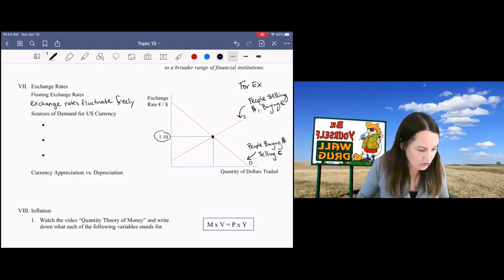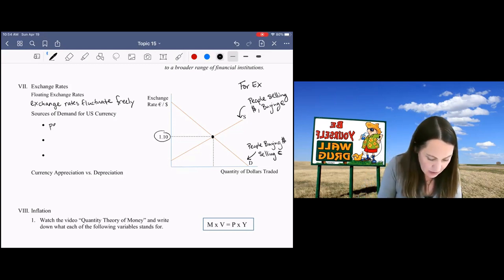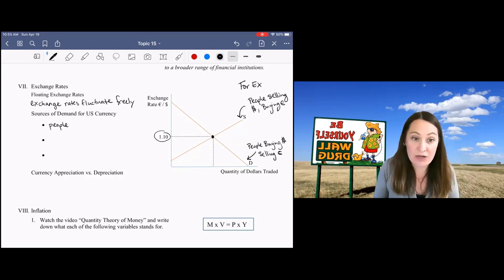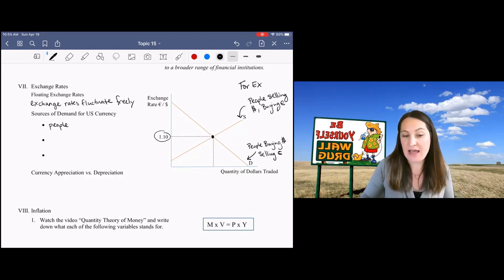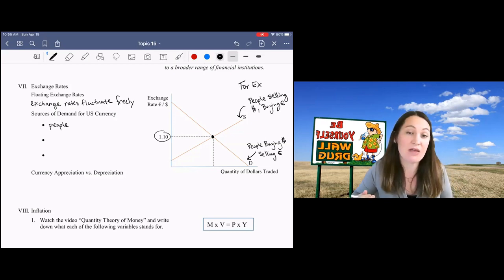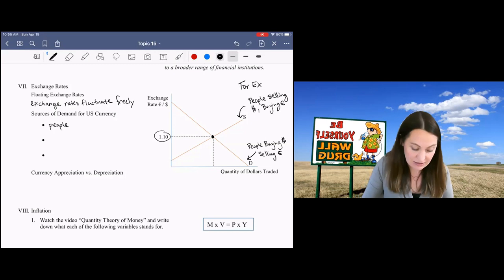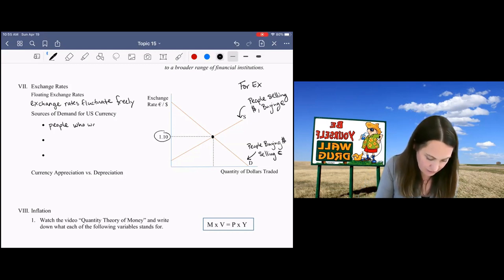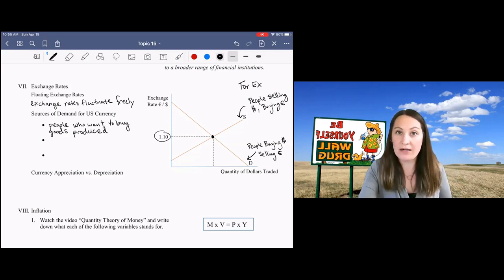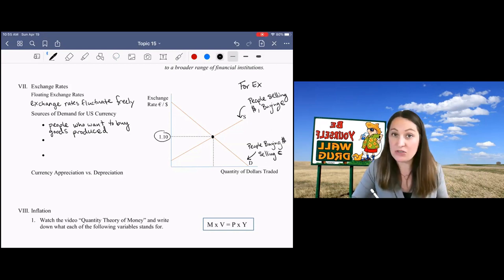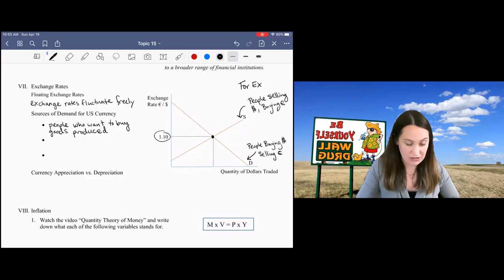So sources of demand for a currency, okay, are people who want to buy goods produced in that country. So in this case, demand for dollars is going to be driven by people who want to buy goods produced in the United States. Remember that anytime we produce something in the US and then we export it, we're going to be selling that product and we're going to be selling it in dollars. So if somebody wants to buy something produced in the United States, they've got to change their currency for US dollars before they can make that purchase.